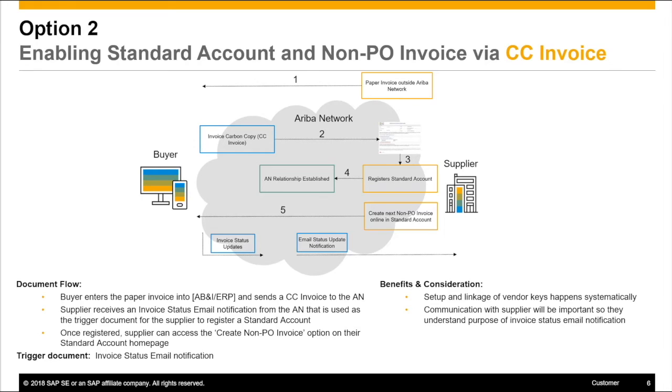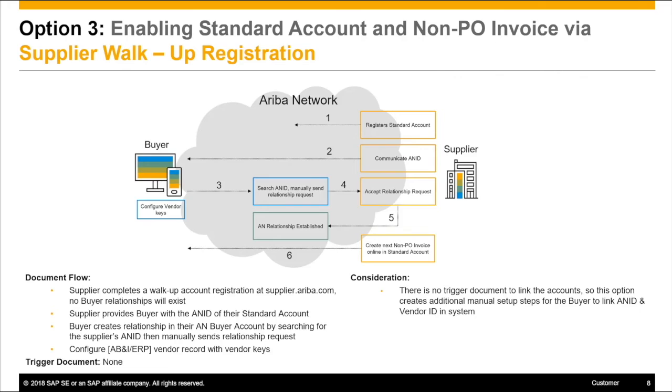So in this scenario, the trigger document is the CC invoice status email notification sent to the supplier as part of the CC invoice process. And within that notification, there is a link that they can use to register their standard account. So 2 things to consider in this scenario. The setup and linkage of the vendor keys between the supplier account and the buyer account will happen systematically. And the communication will be important with the supplier so they understand the purpose of the invoice status email notification that they will receive.